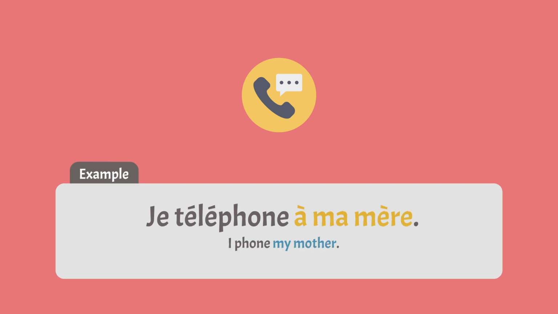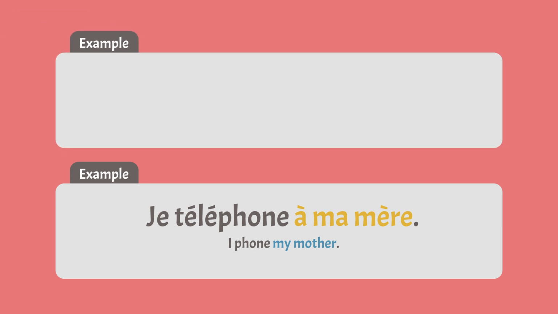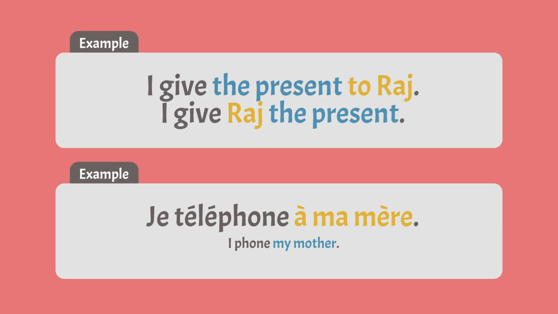The tricky part is sometimes objects are direct in English, but indirect in French. For example, in Je téléphone à ma mère, the object is indirect since it comes after à. In I phone my mother, it is direct since there is no linking word and it comes directly after the verb. To further complicate things, indirect objects in English aren't always clearly labeled, like how French always uses à. English sometimes uses to and sometimes not. For example, I give the present to Raj, or I give Raj the present.